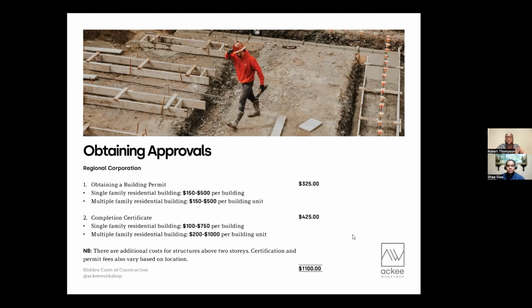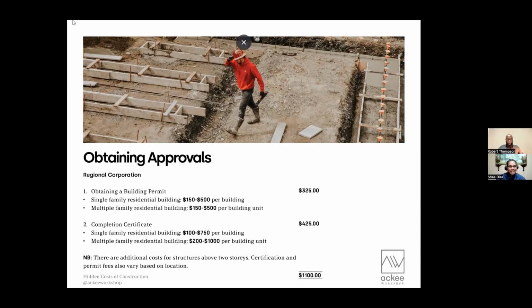And then after which, sorry, go ahead. One little additional thing as well. If you start building before receiving a building permit, there's also a fee, a penalty. I'm not quite sure what the number is, but just keep that in mind as well. Yes, for sure. So we finally have the completion certificate, and this too varies from location to location. So right now our running total is 1,100 just for approvals alone.